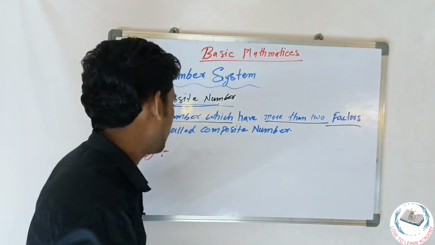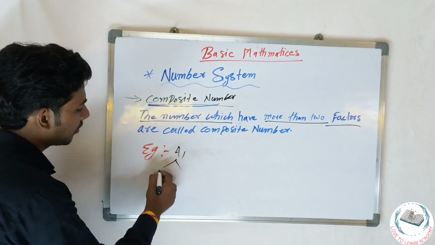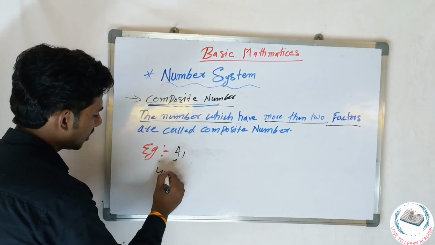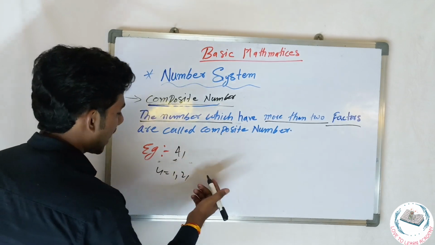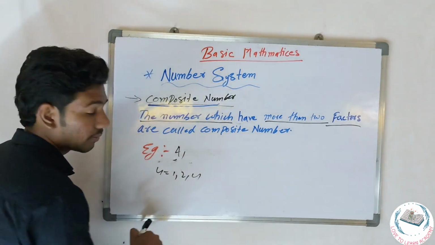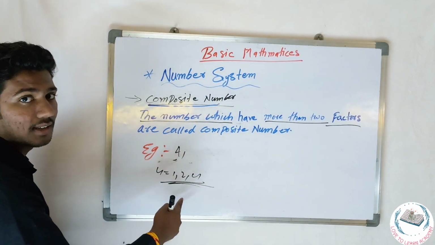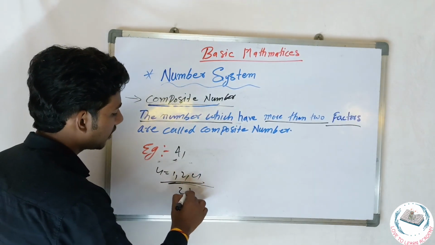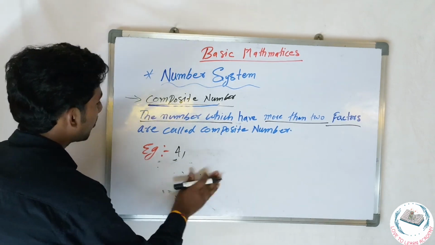Composite numbers means the numbers which have more than two factors. Suppose you take 4. 4 has more than two factors, like 1, 2, and 4. It has three factors, which is more than 2. So it is a composite number.